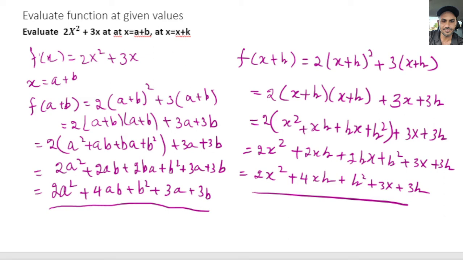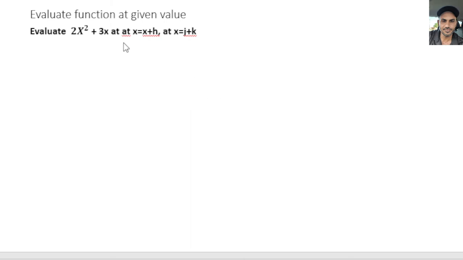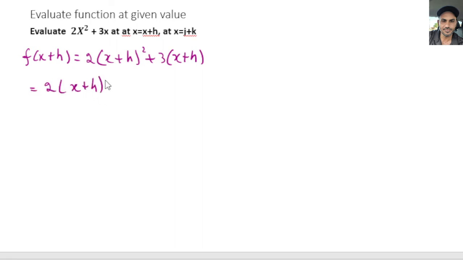Now let's do one more example. It's the same function. We are substituting different values of x now. So let's do the first one, x plus h. So we have f of x plus h equals 2, for x we substitute x plus h, squared, plus 3 times x plus h. And then we simplify from here. 2 times, in parentheses, we have x plus h and x plus h. The square becomes that. And then we distribute this 3: 3 times x is 3x plus 3 times h is 3h.